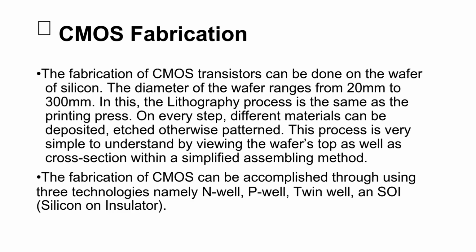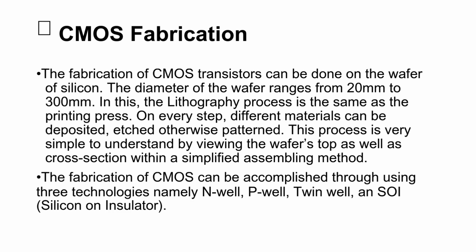CMOS fabrication. The fabrication of CMOS transistors can be done on a wafer of silicon. The diameter of the wafer ranges from 20 mm to 300 mm. In this, the lithography process is the same as a printing press. On every step, different materials can be deposited, etched, or otherwise patterned.